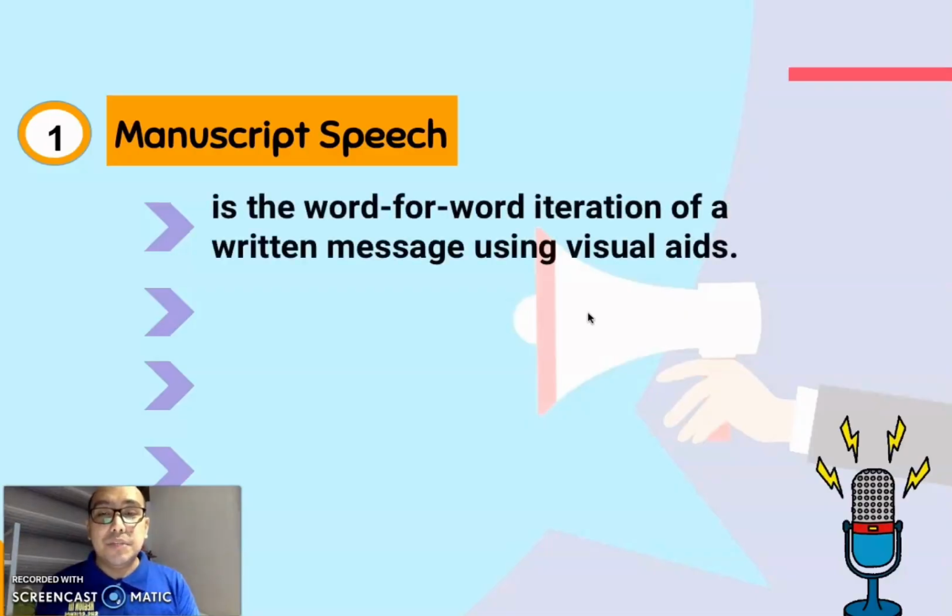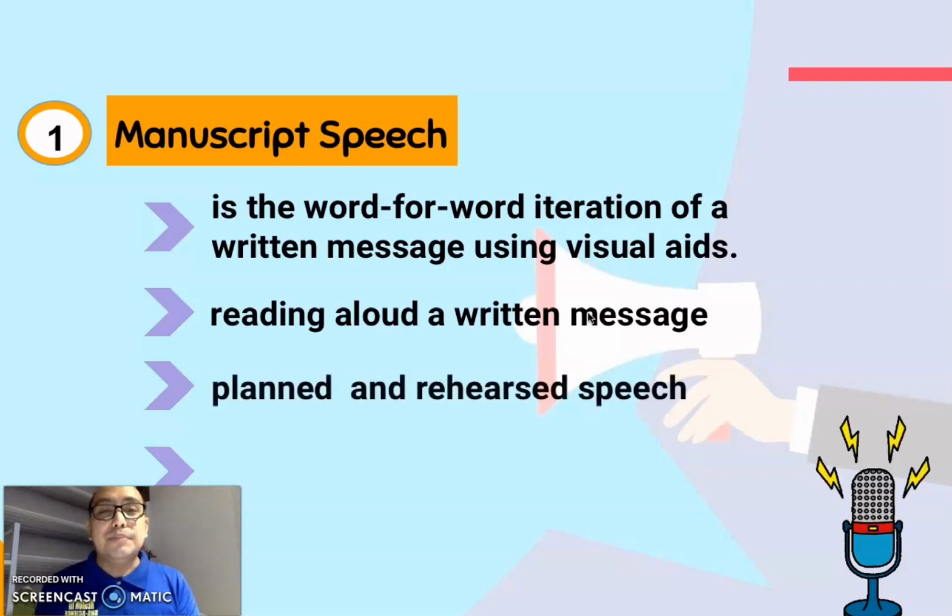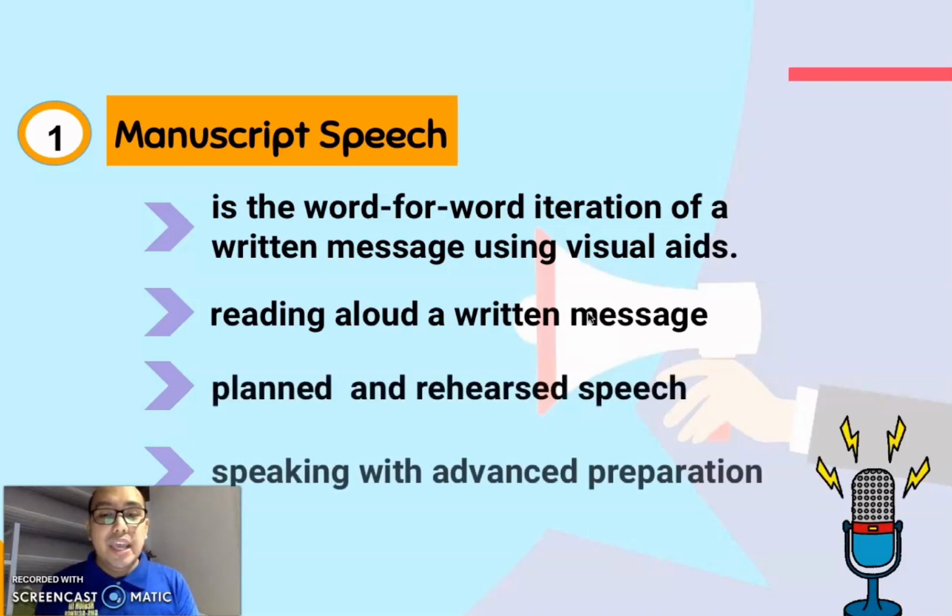First is the manuscript speech. It is the word-for-word iteration of a written message using visual aids. Reading aloud a written message, it is a planned and rehearsed speech, and speaking with advanced preparation.